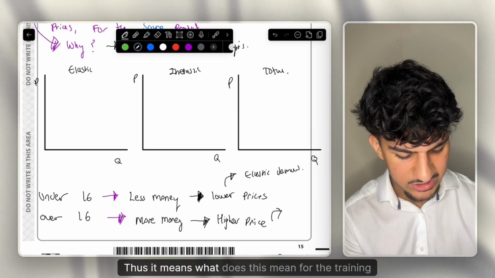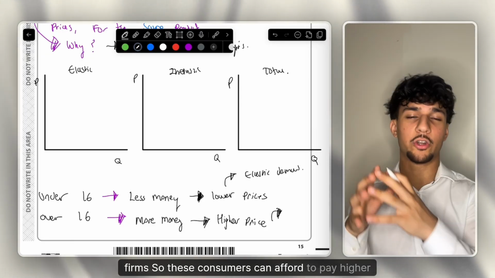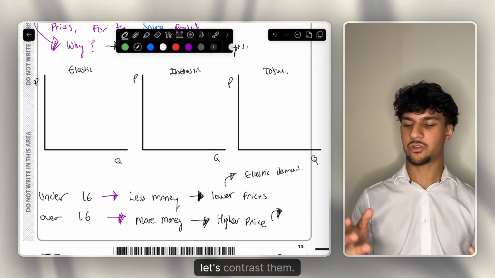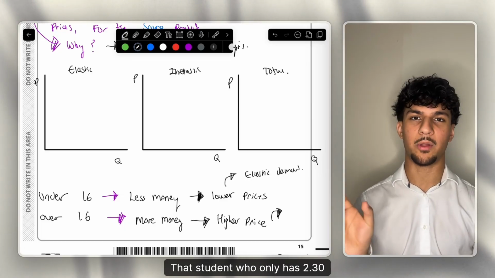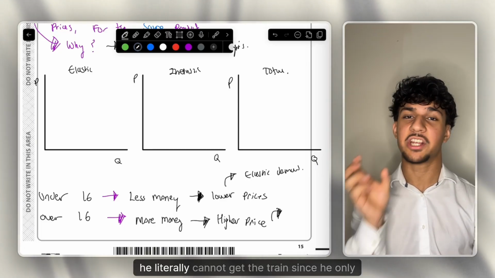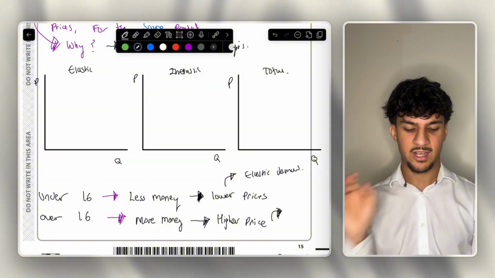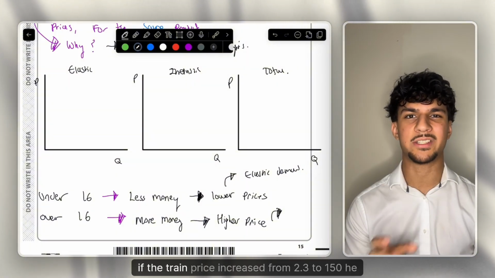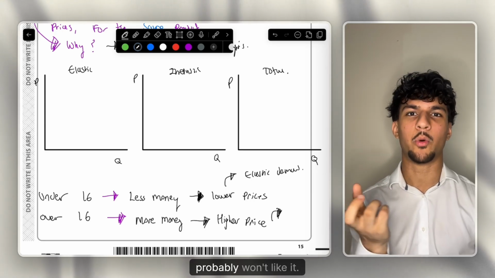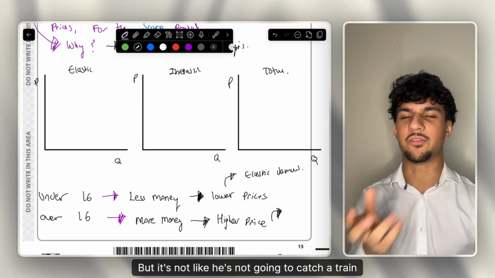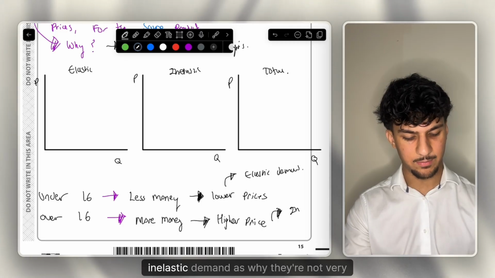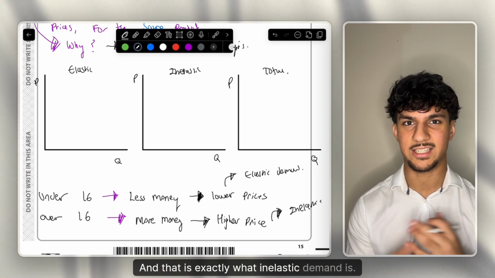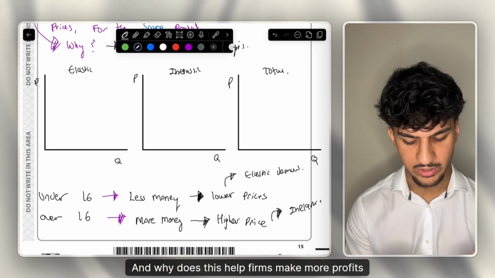What does this mean for the train firms? These consumers can afford to pay higher prices, so train firms charge them higher prices. Let's contrast them. That student who only has £2.30, if prices increase, he literally cannot get the train. Whereas an adult who's going to work, if the train price increases from £2.30 to £2.50, he probably won't like it, but it's not like he's not going to catch a train for that reason. So therefore, they're not very responsive to changes in price, and that is exactly what inelastic demand is.